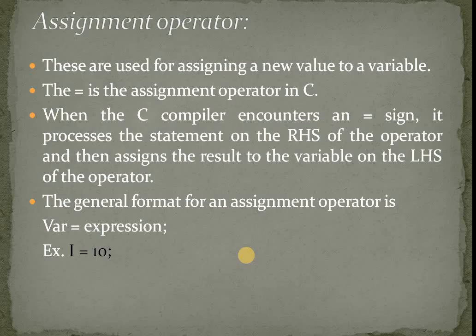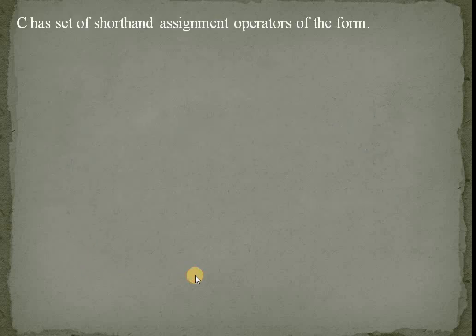So you can see the general format over there. Variable is equal to expression. Variable is the variable which we want to use. For example, I have used I over here. The assignment operator equal to, and the expression or the value which you want to give, that is 10, and at last a semicolon. So I is equal to 10. We have used the assignment operator. Assignment operators are used to assign the result of an expression to a variable.